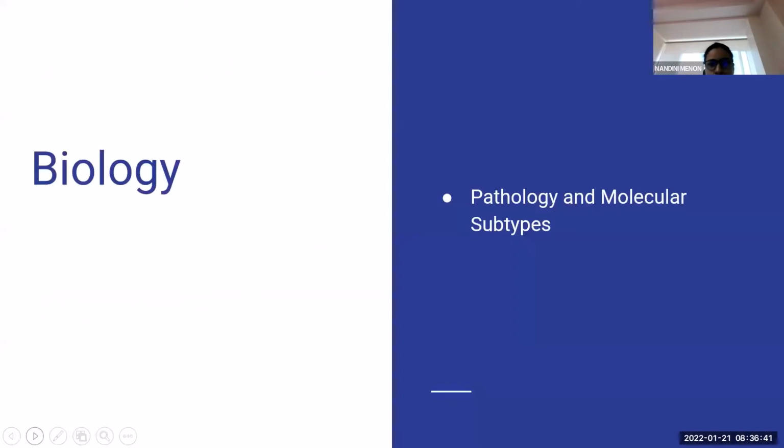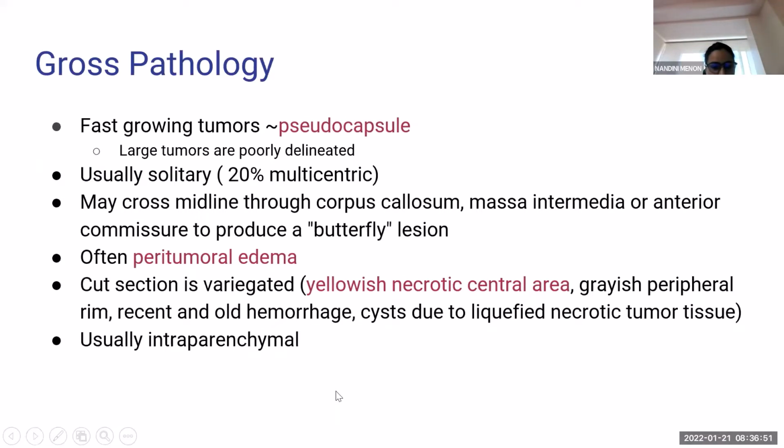So we'll just go through the pathology and molecular subtypes just to give an overview, because it impacts the further treatment options and the prognosis in these patients. So this is just the gross pathology. They are very aggressive tumors, so they grow rapidly. So you will have a pseudocapsule. They are poorly delineated, and a lot of necrosis is seen because of the rapid tumor cell proliferation.